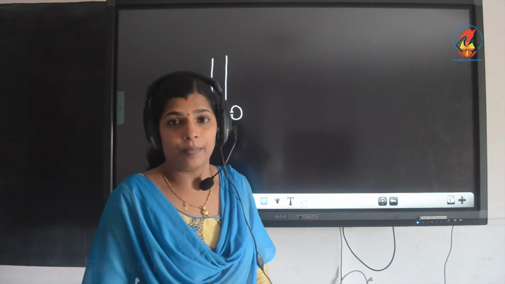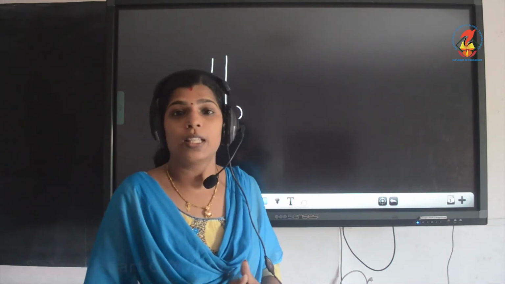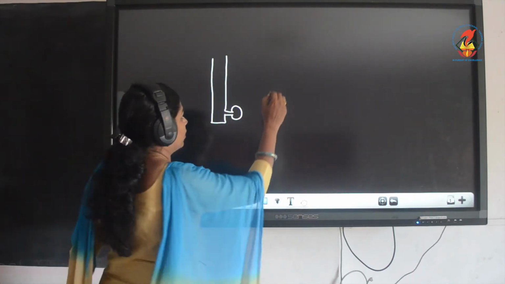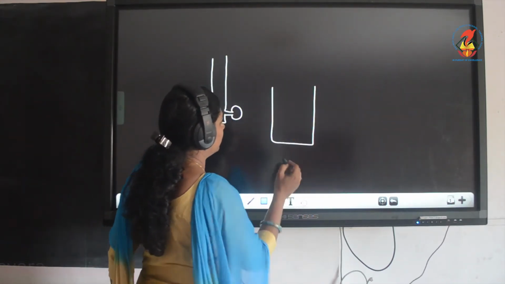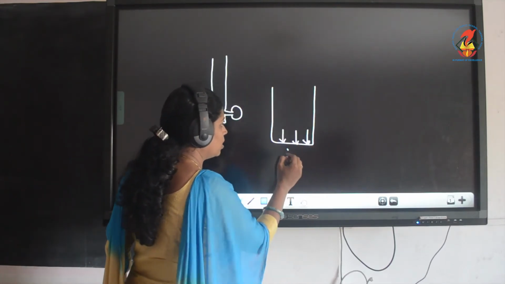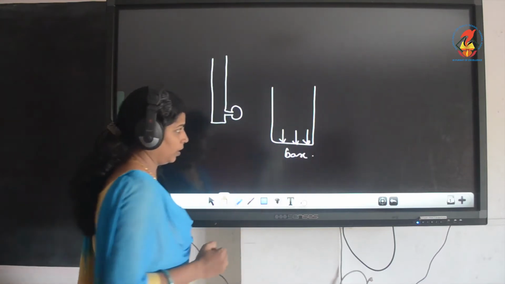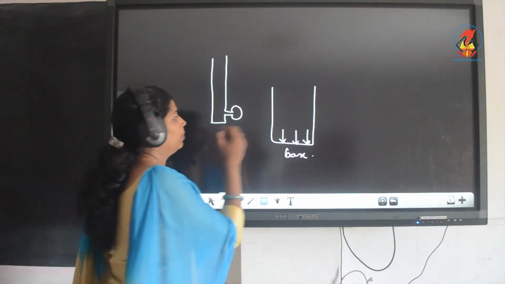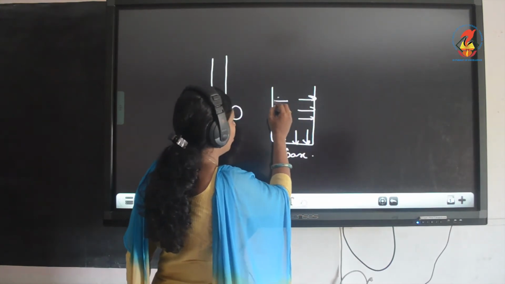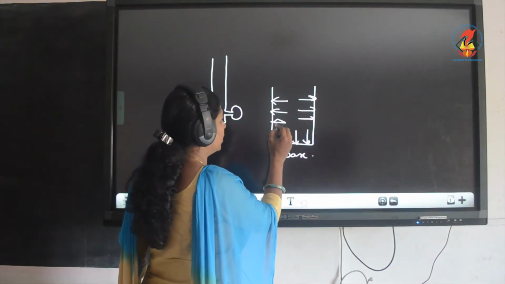Okay, this means the liquid also exerts pressure on the sides of the container. If this one is, suppose, a beaker, the liquid will exert pressure in the downward direction, that is, towards the base of the container. At the same time, it will exert pressure on the walls or sides of the container.